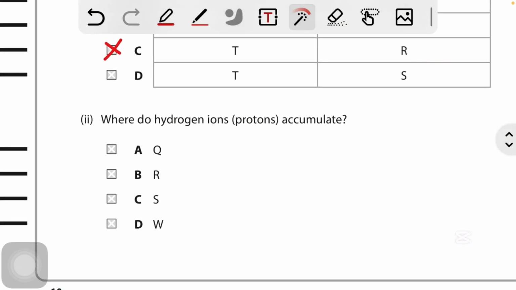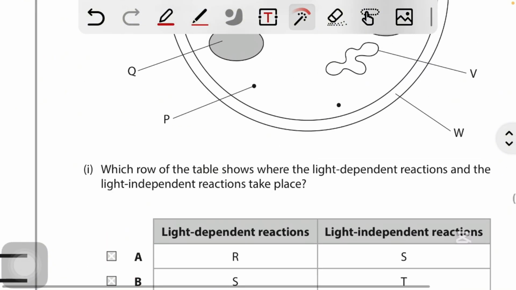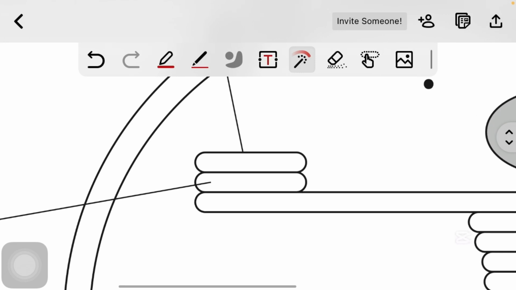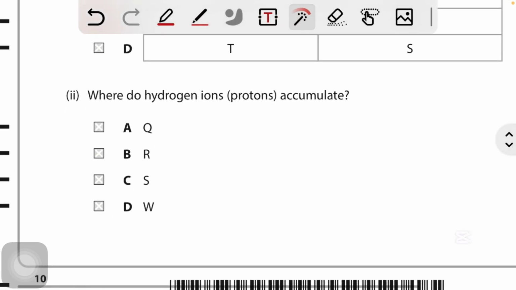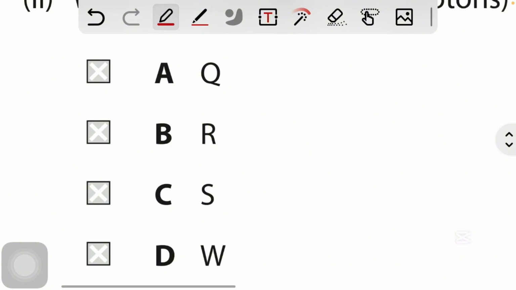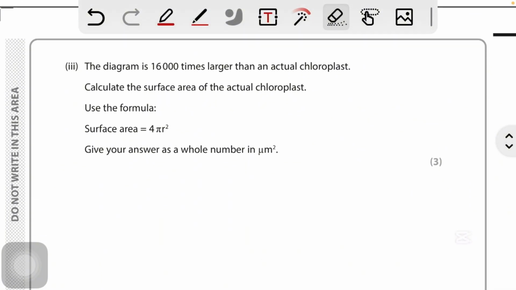Where do hydrogen ions, like protons, accumulate? Where does the hydrogen ion accumulate? It accumulates in this space, in the thylakoid space. So the correct answer is C. Let's go to the next question.